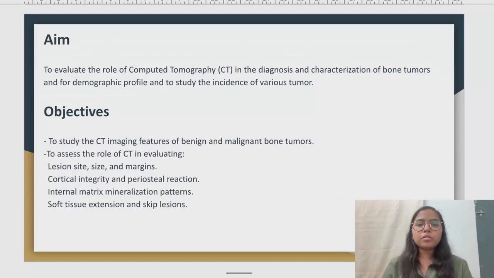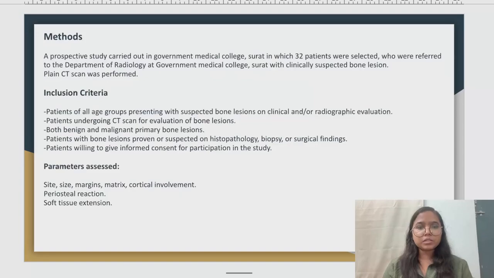The aim is to evaluate the role of computed tomography in diagnosis and characterization of bone tumors, and the demographic profile, and to study the incidence of the various tumors. Objectives are to study the CT imaging features of benign and malignant bone lesions, to assess the role of CT in evaluation of the lesion site, size and margins, cortical integrity and periosteal reactions, internal matrix, mineralization pattern, soft tissue expansion and skip lesions.